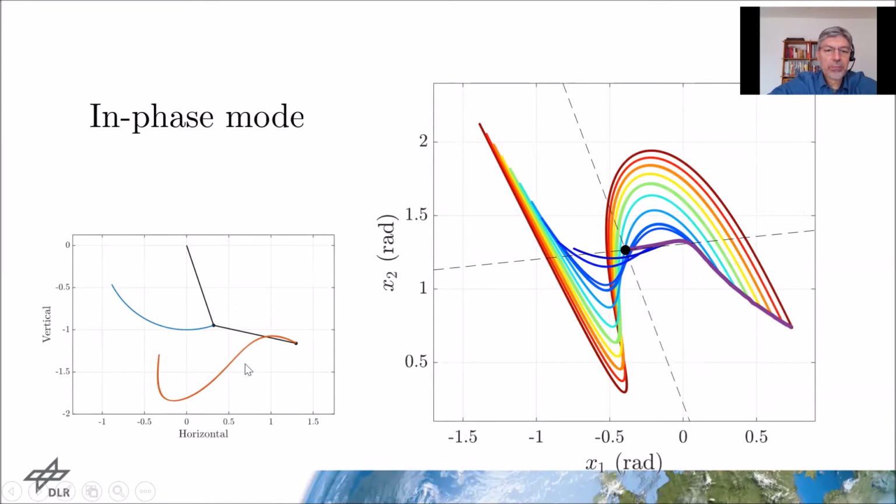These are the plots in Cartesian space of one of those modes. I think this is the in-phase mode. And here you see the different trajectories which all emerge from this purple generator and bend more and more for higher energies.